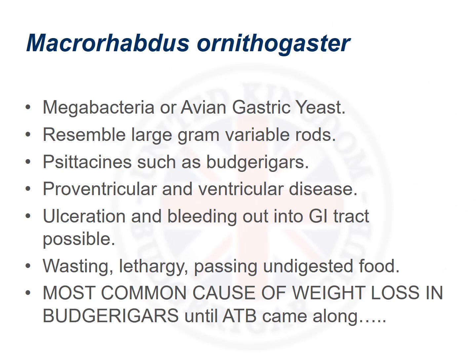So these are large gram variable rods. We see them in budgies. You get proventricular ventricular disease. You can get ulceration and bleeding into the GI tract, but this is probably the most common cause of weight loss in budgies. All right, admittedly until ATB came along, but for me, I think this is more common as weight loss in youngsters. Although acute trich is on your list, ATB obviously being older birds.